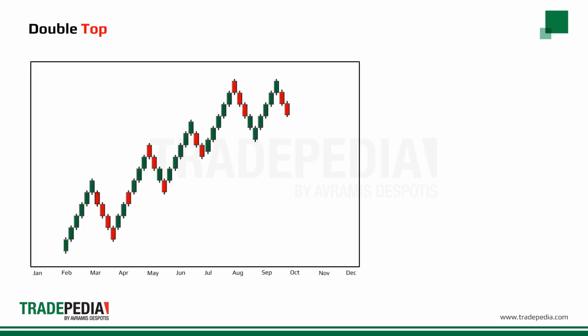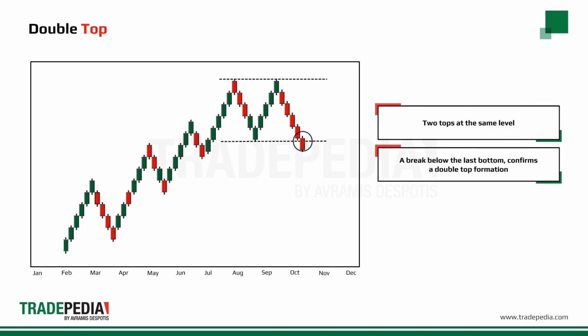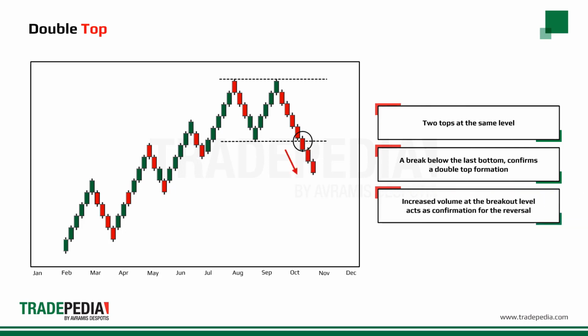A similar pattern is the double top. As its name implies, the market creates two tops at the same level. A break below the last bottom confirms a double top formation. Increased volume at the breakout level acts as confirmation for the reversal. The initial target is outlined by projecting the height of the double top pattern from the break of the last bottom.